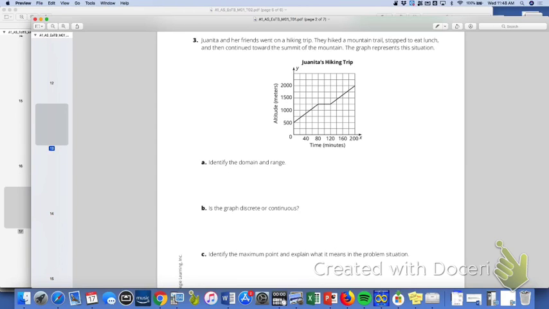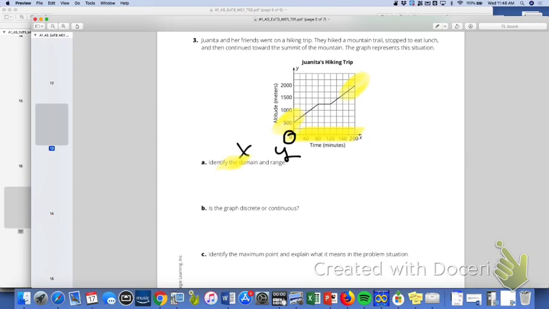Domain is your X, range is your Y. So for domain, that means I need to start off by looking at where my X's go. So my X goes from all the way to that side to all the way to that side. It just goes from the left side of the graph to the right side of the graph.